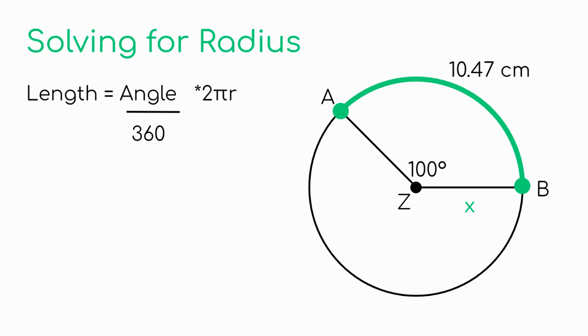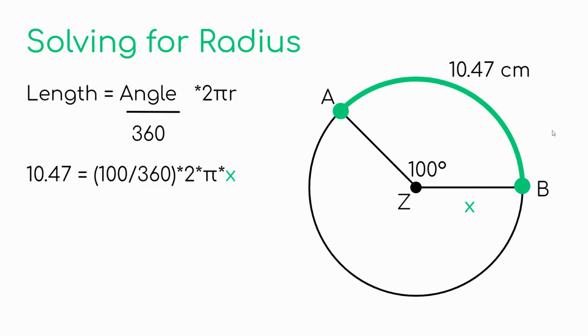All right, so step one is always to write down the formula. Length equals angle divided by 360 times 2 pi r. Always write that down first. Then fill in everything you know, right? Do I know the length of AB? Yeah, it's right here, 10.47. Do I know the angle? Yeah, it's right here, 100 degrees. Do I know the radius? No, I'm going to call that x.